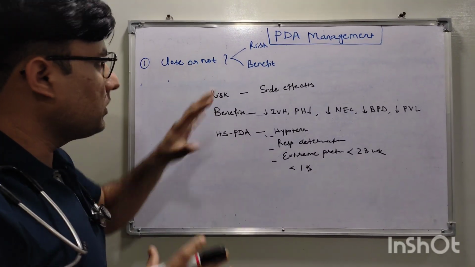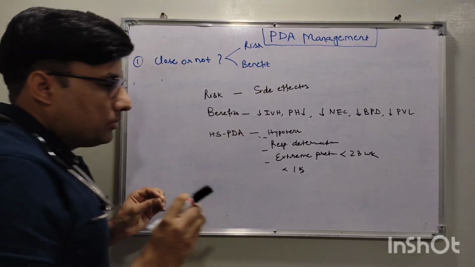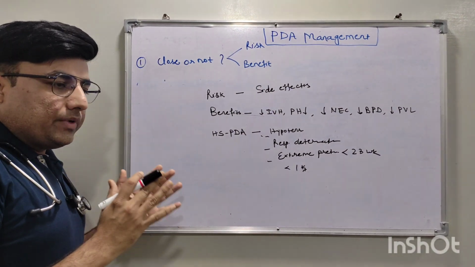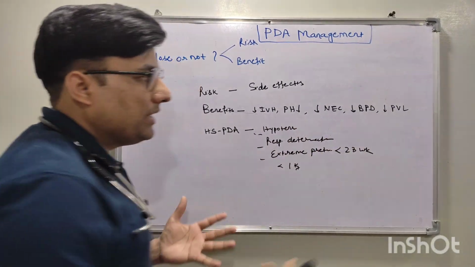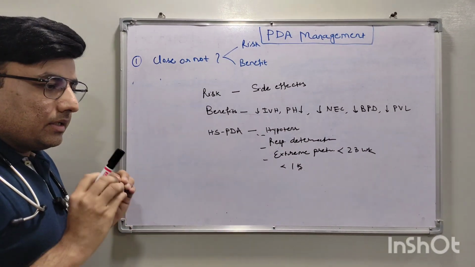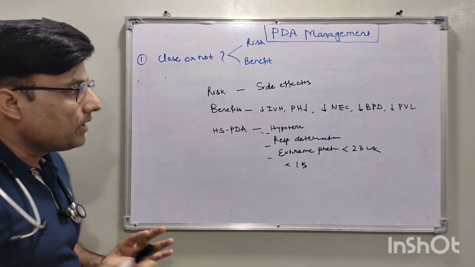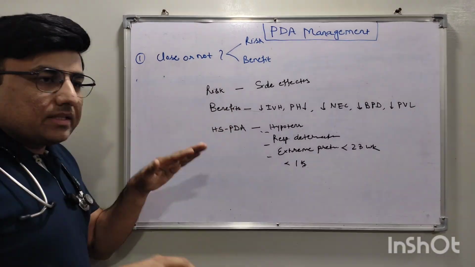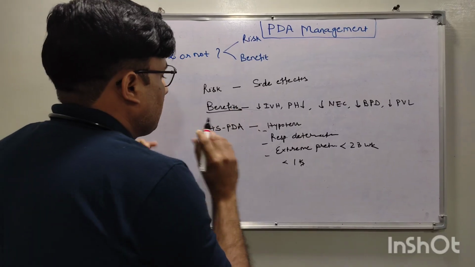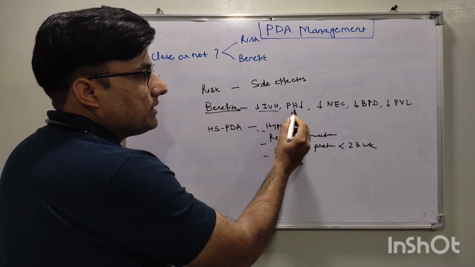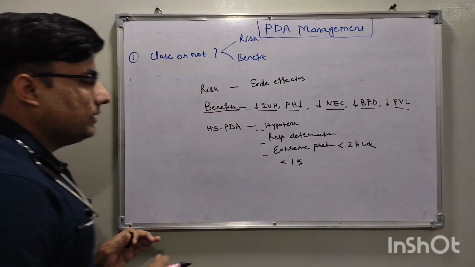So first, coming to whether we should close the PDA or not. There is much controversy in this topic. Some studies say that we should close the PDA early because PDA increases the risk of IVH, pulmonary hemorrhage, NEC, BPD. But some studies say don't close the PDA, leave it and wait for spontaneous closure. So we have to balance the risk and benefit of PDA closure. Some studies say that closure of PDA decreases the risk of IVH, pulmonary hemorrhage, NEC, BPD or PVL.